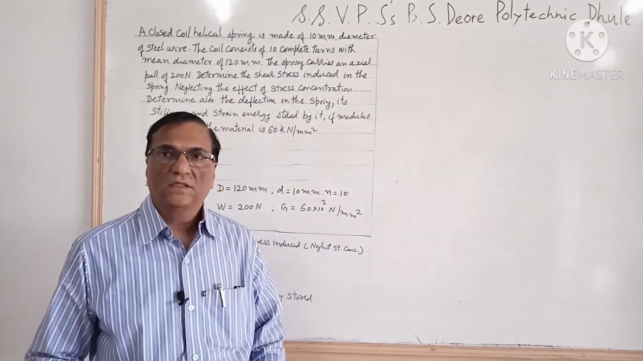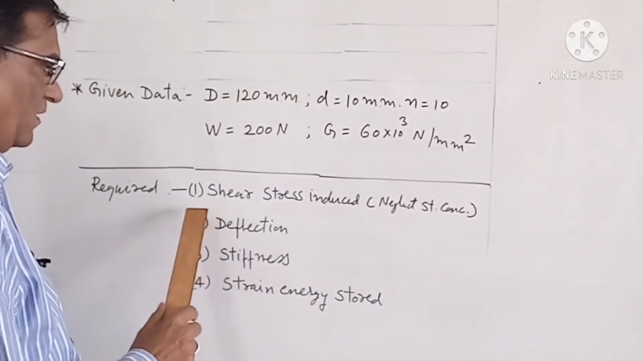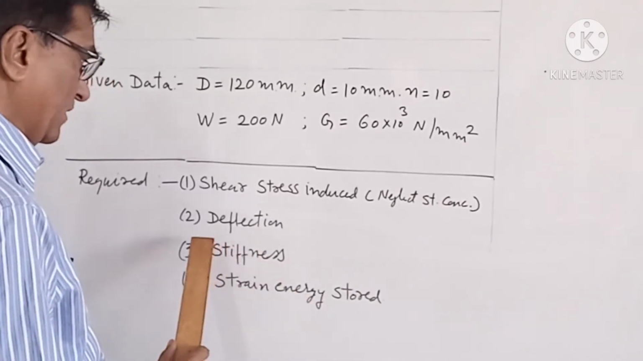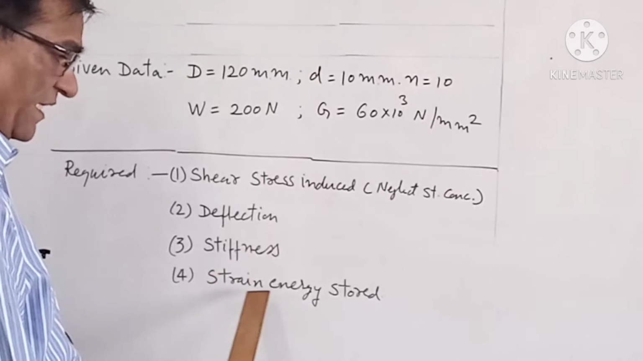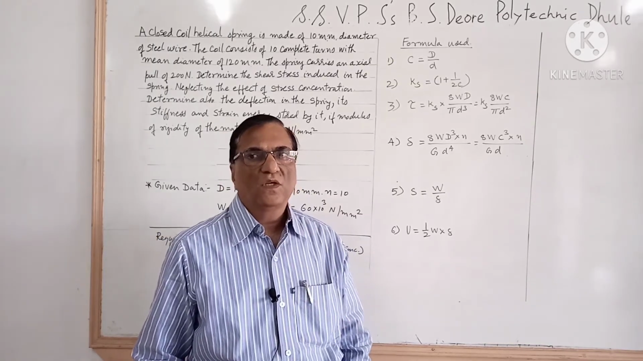Now we will list the required data. The required things are: first, shear stress induced, neglecting stress concentration effect. Second, deflection. Third, stiffness. Fourth, strain energy stored. Now we will list down the formulas used.